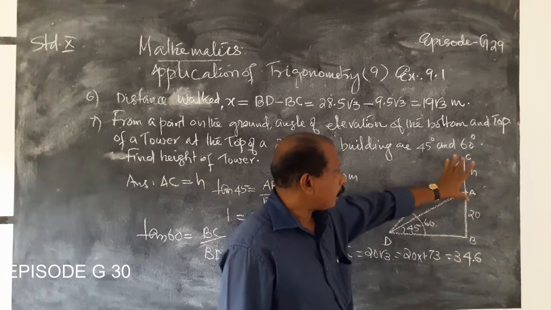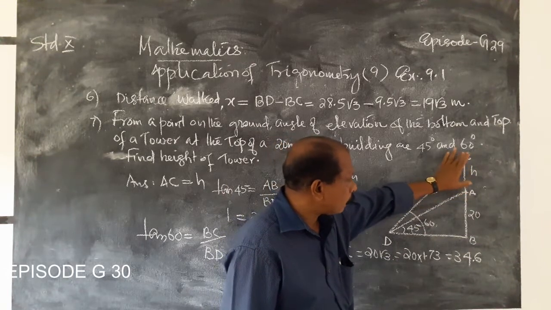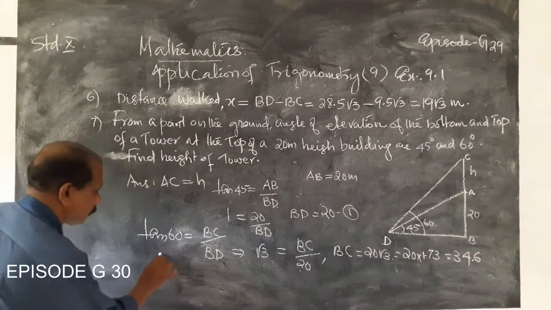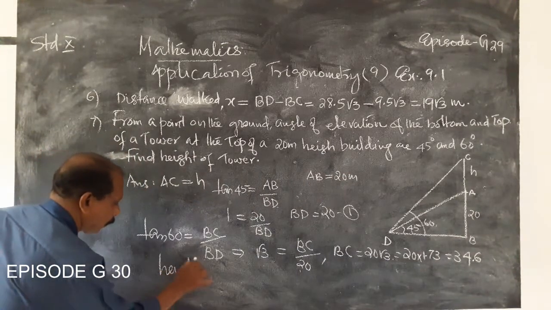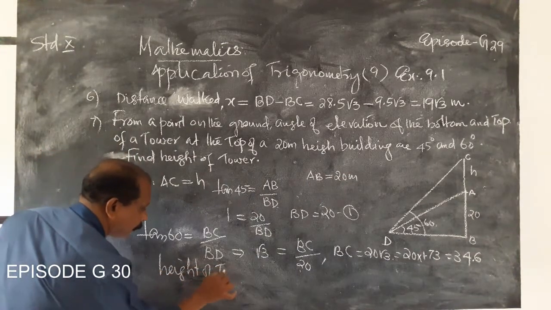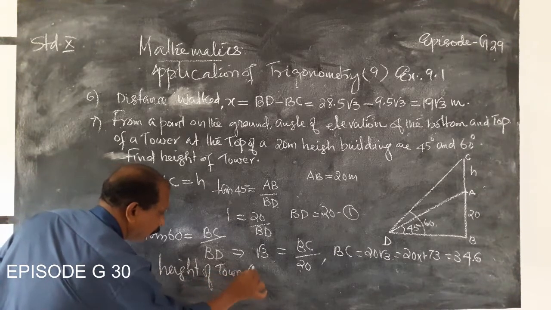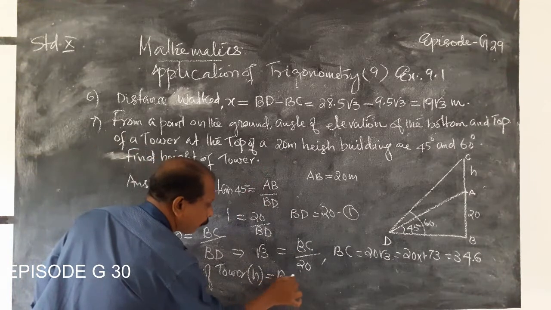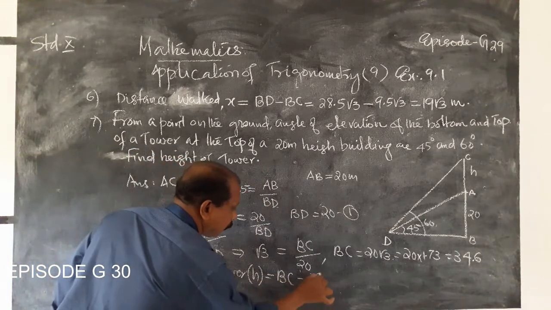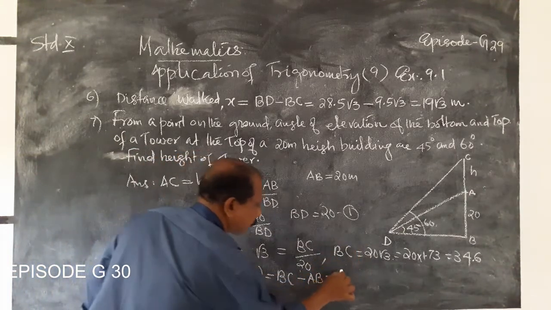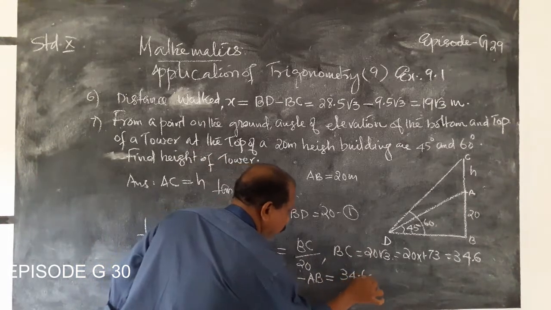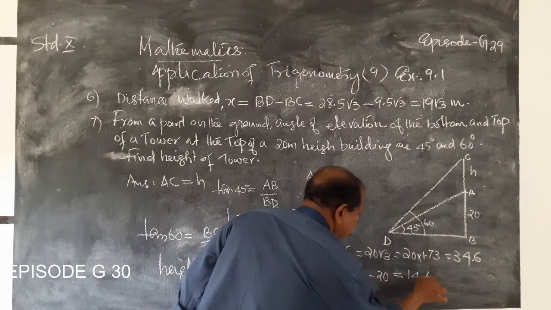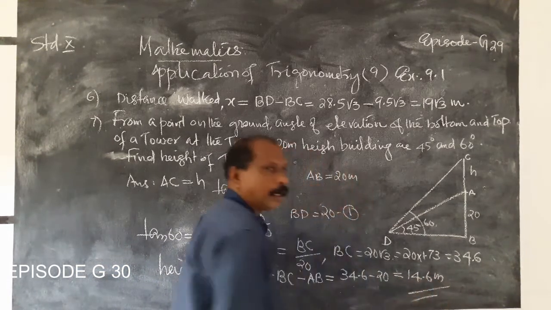BC is 34.6 and AC is equal to BC minus AB. Therefore, height of tower X is equal to BC minus AB. BC is 34.6 minus 20, that is equal to 14.6 meter. That is the height of the tower.